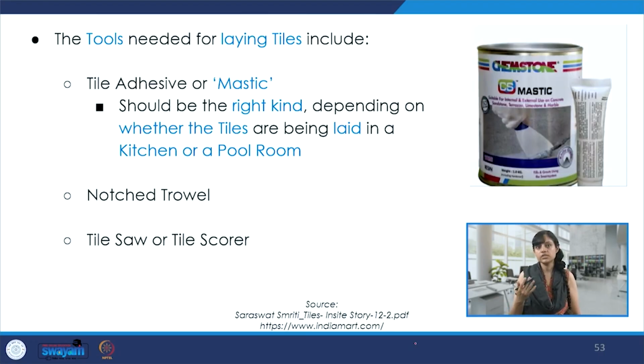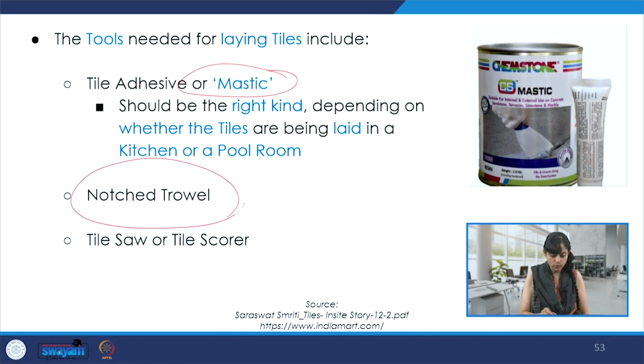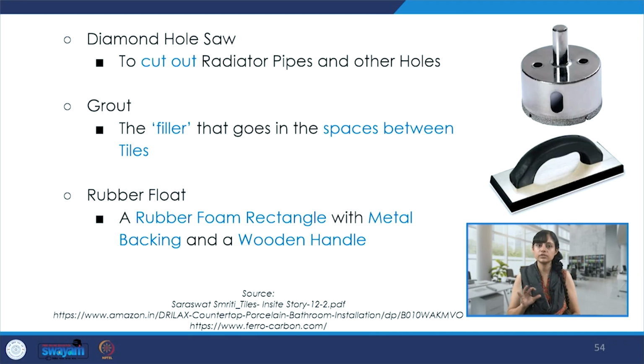There are some tools which are needed for laying tiles. So there is an adhesive or mastic that is required. It should be of the right kind, and depending on whether the tiles are being laid in a kitchen or a pool room, it has to be decided what kind of adhesive is required. Then there is this notched trowel, a very basic but important tool. Then there is a tile saw or a tile scorer. So these are some of the most crucial tools which are required while working with tiles.